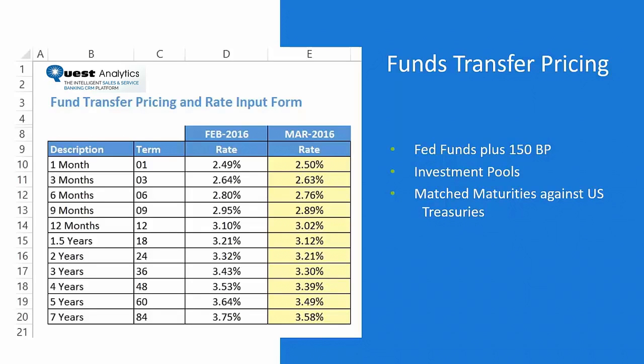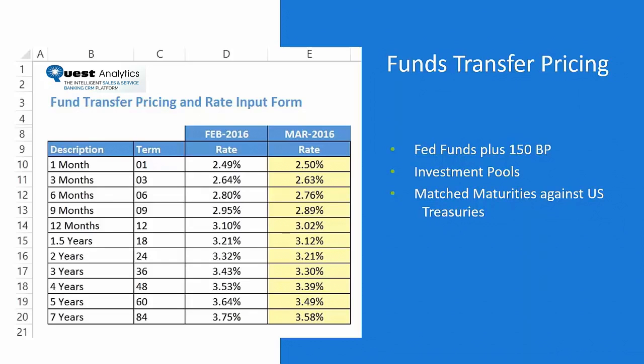I've seen other folks say, well, we've actually got investment pools. We've got 2-year money. We've got 3-year money. We've got some securities that are out 5 years. And I'm going to actually compare my loans and deposits with like maturities to the pools I have on hand. What I've seen a lot of folks do is match maturities against U.S. Treasuries. They'll look up the U.S. Treasury rate for that month for that security.